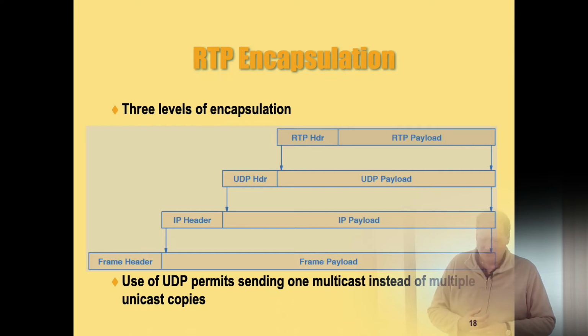Could be an Ethernet frame or an SDH header, whatever. But that's the normal situation. It's just that we want to show here that RTP is really not a transport protocol. We need a transport protocol as well between RTP and the IP layer.